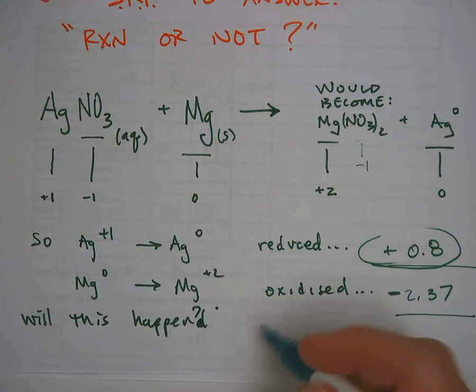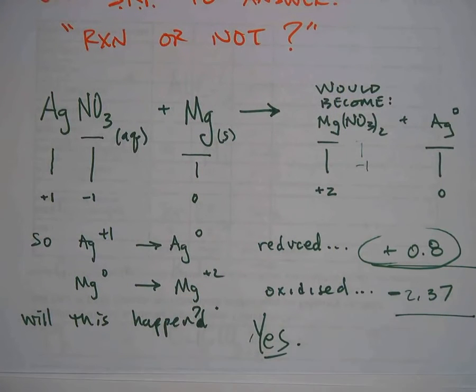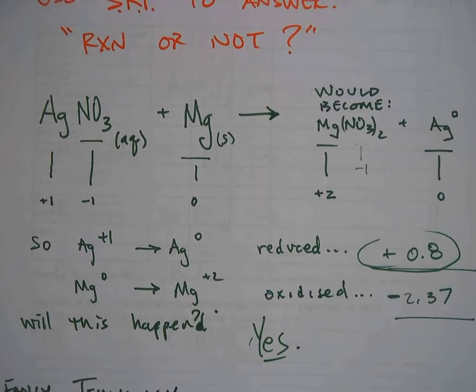Will this happen? The answer is yes. So you always got a 50-50 chance, reaction or not. But here's some math to back it up. Not necessarily math, just bigger or smaller numbers to back it up.